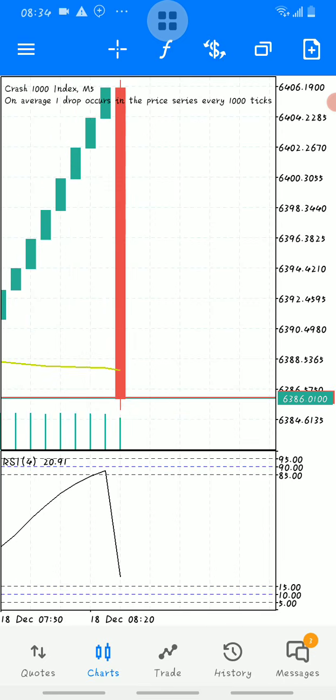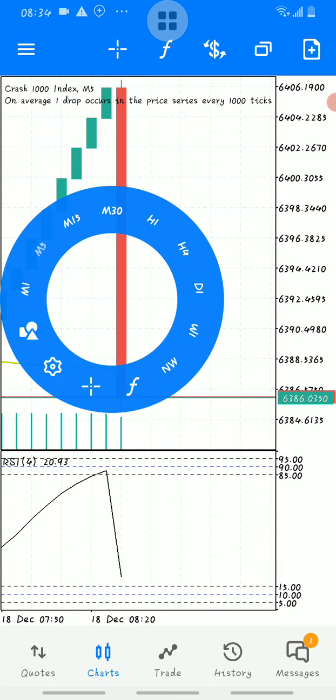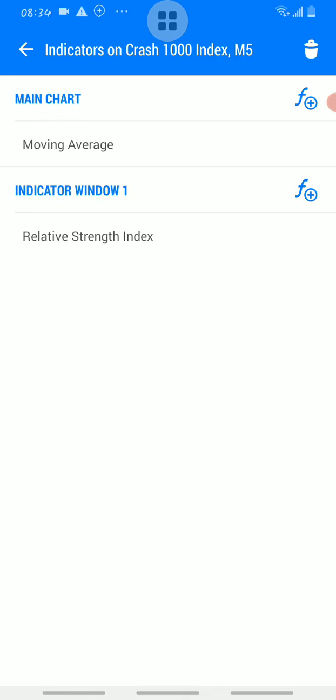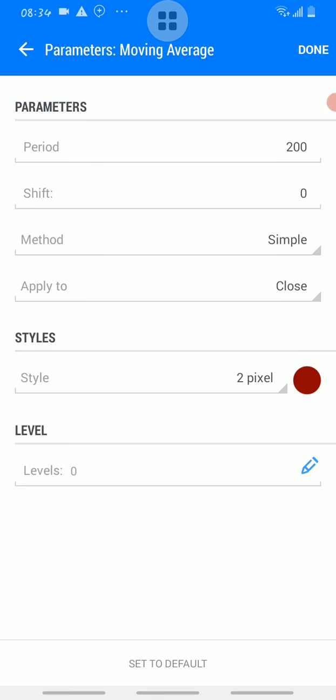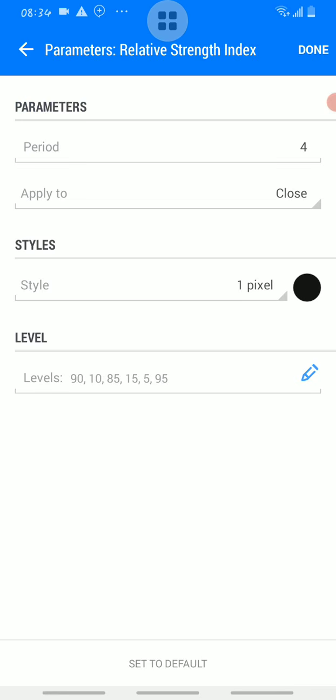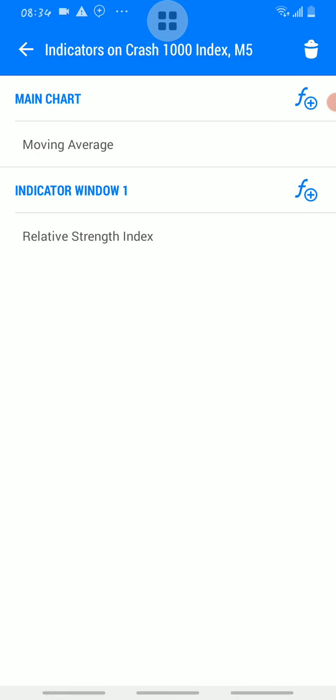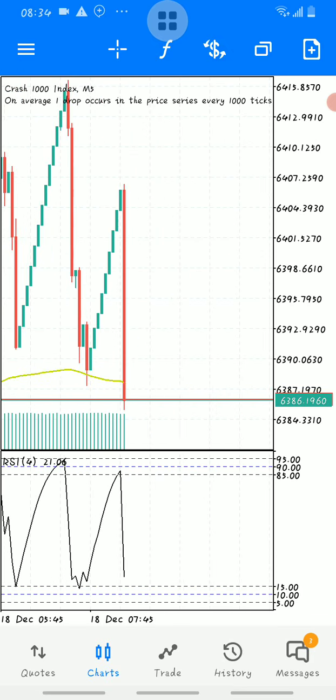Now let's get to the parameters or the indicators. The first indicator is moving average 200. This one is on the main chart, and then on the indicator window we have the Relative Strength Index, period 4, and the style is 1 pixel. The levels are 90, 10, 85, 15, 5, 95. Then you come to done. So these are the only indicators we are using.